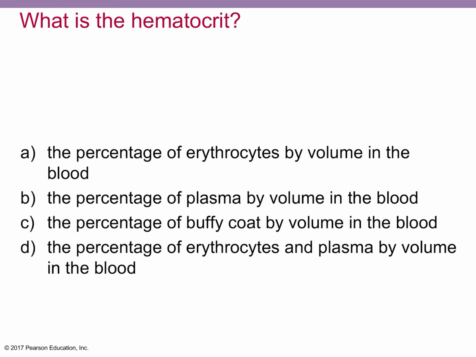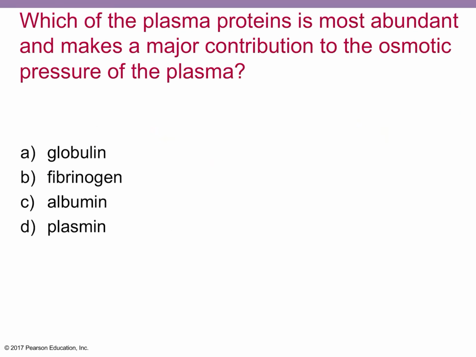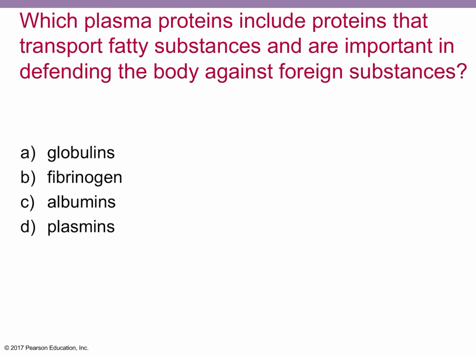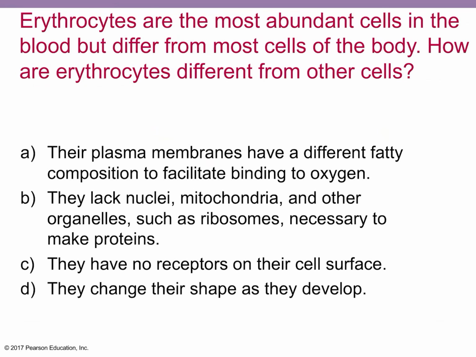Okay, so let's review our red blood cells. What is a hematocrit? The answer is letter A, percentage of erythrocytes. Which of the plasma proteins is most abundant and makes a major contribution to the osmotic pressure of the plasma? The answer is albumin. Which plasma proteins include proteins that transport fatty substances and are important in defending the body against foreign substances? This is letter A, globulins.